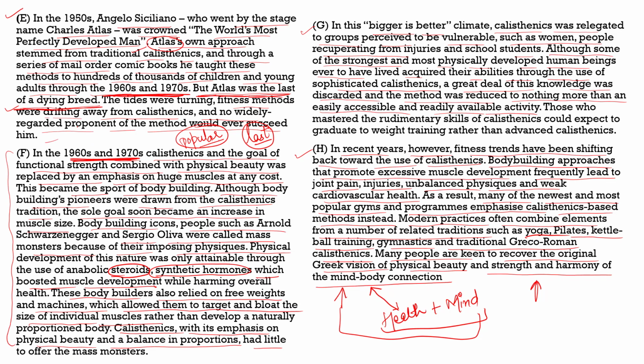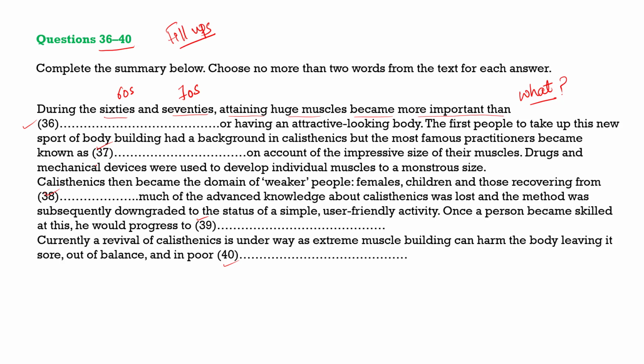Now students, it is only talking about Atlas. So our answer is not in this paragraph. For sure our answer is going to be in passage number F. In the 1960s and 70s, calisthenics and the goal of functional strength combined with physical beauty was replaced by an emphasis on huge muscles at any cost. Now we have got the replacement, that was huge muscles. Now huge muscles was the replacement of what? What was replaced? You can clearly see functional strength. Therefore students, the answer to blank number 36 or question 36 is functional strength, right?